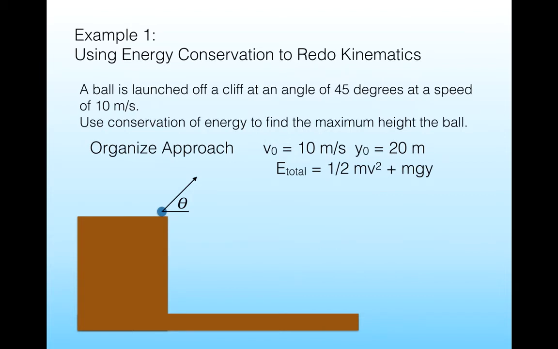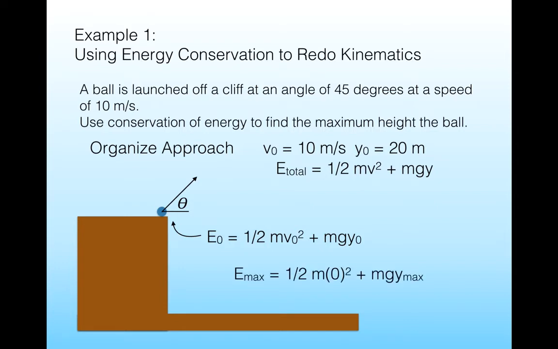Now we're going to organize our approach. First of all, we're going to have an initial energy, which is 1/2 m v naught squared plus m g y naught, where these v naught and y naught were given in the problem. And then we're going to have energy at the maximum height. At that height, we know that the speed is actually 0, so the kinetic energy term goes away, and all of the energy is in the potential energy due to the height of the ball. We're going to call the height of the ball at the maximum height y max.